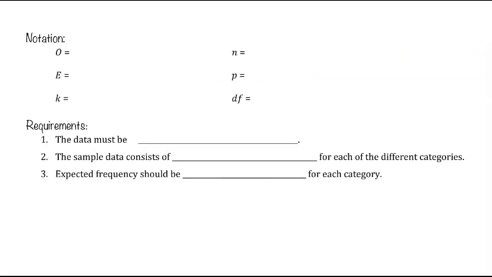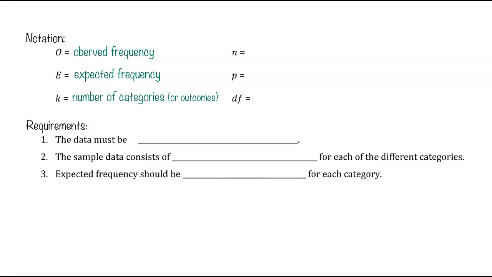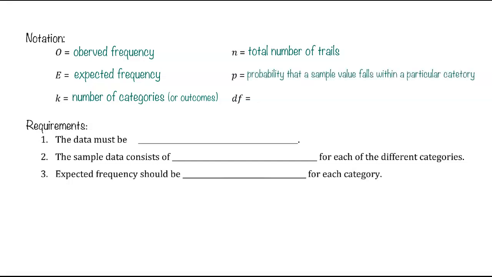Let's talk about notation and requirements for this type of test. Capital O represents an observed frequency, while capital E represents an expected frequency. K is the number of categories or outcomes that the frequency distribution is broken into, while N is the number of trials, the sum total of all the frequencies. Lowercase p is the probability that an individual sample value falls within a particular category. And the degrees of freedom in this case will be calculated as k minus 1, the number of categories minus 1. Notice that this is not n minus 1.